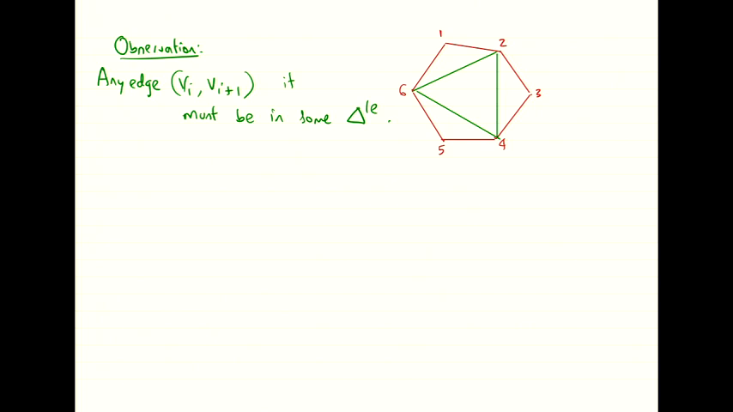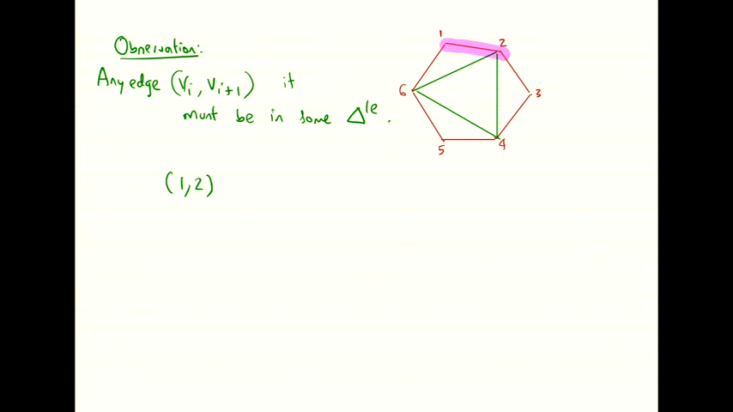Of course, every edge of the polygon participates in some triangle. So you could try to split it based on that. You could ask, okay, let's just look at the edge 1, 2. Consider the edge 1, 2. Now 1, 2 has to be part of some triangle. Which triangle is the edge 1, 2 part of?